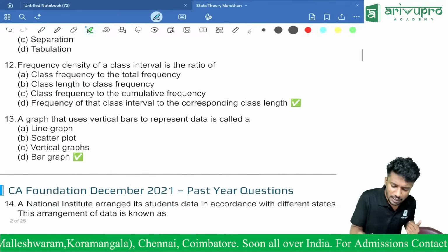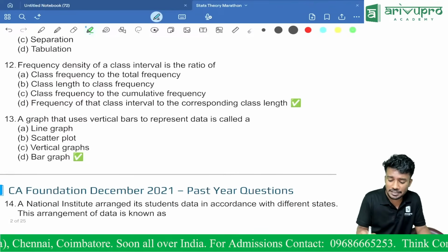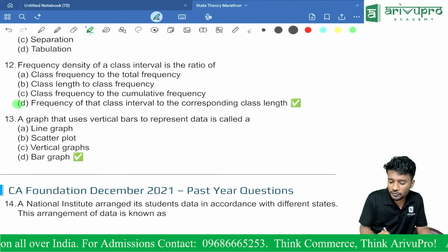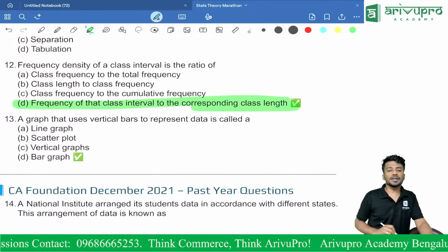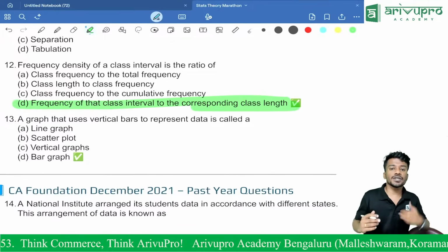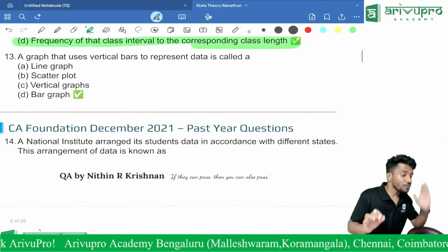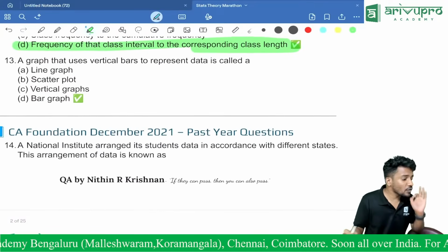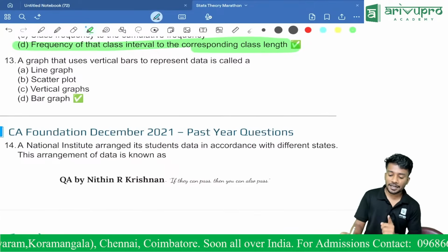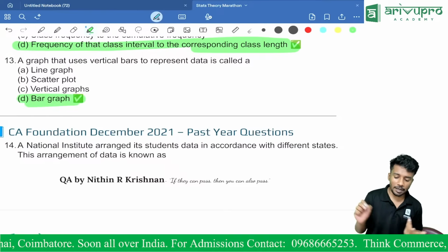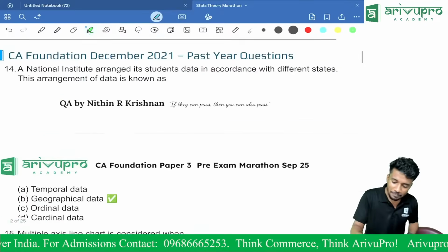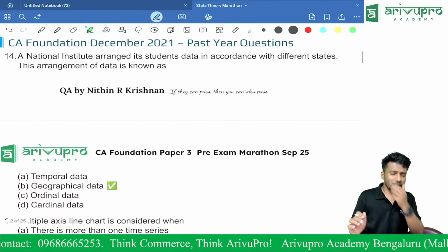A classification. Then frequency density of a class interval is the ratio of frequency of the class interval to the corresponding class length or the class width. We have discussed this in our marathon. Now the next one, a graph that uses vertical bar graphs to represent data is called as what? Bar graphs. Yes. Now going to 21 here.